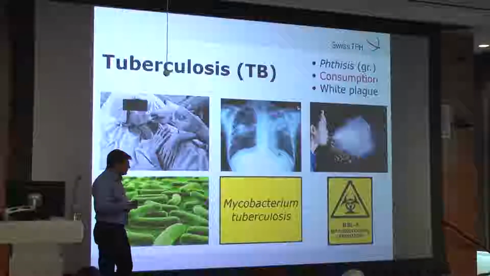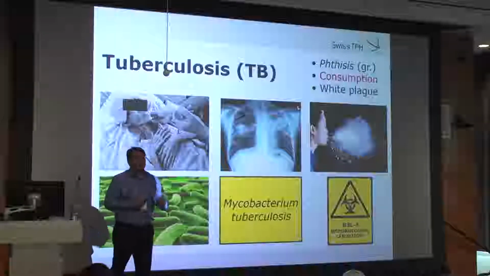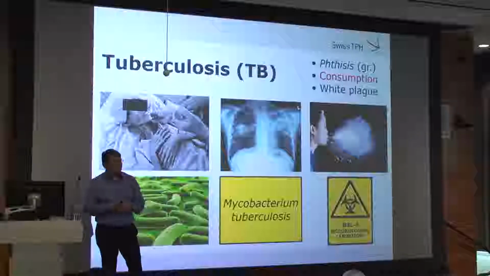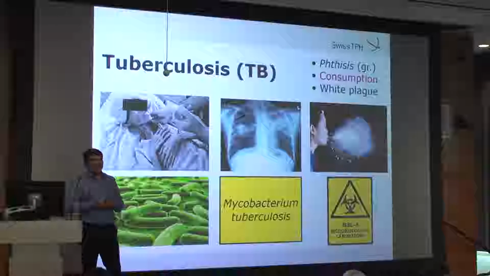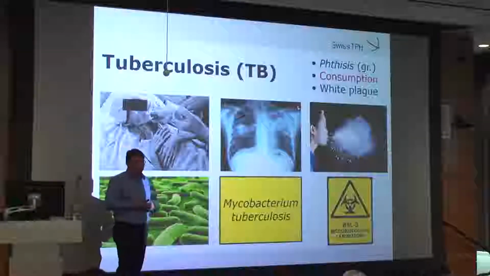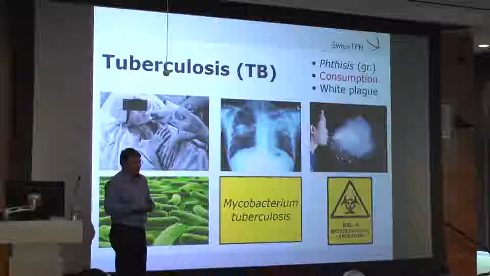Now, MTB is also difficult to work with because it grows very slowly on the one hand, and it's a biosafety level 3 organism, which makes everything complicated, from working in the lab as well as shipping strains around the world.